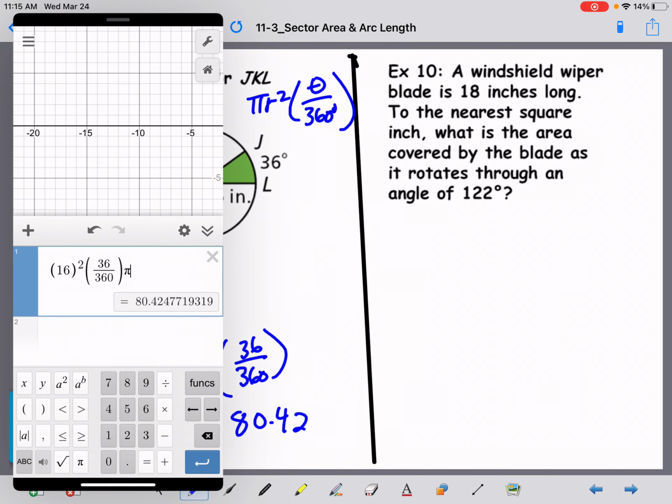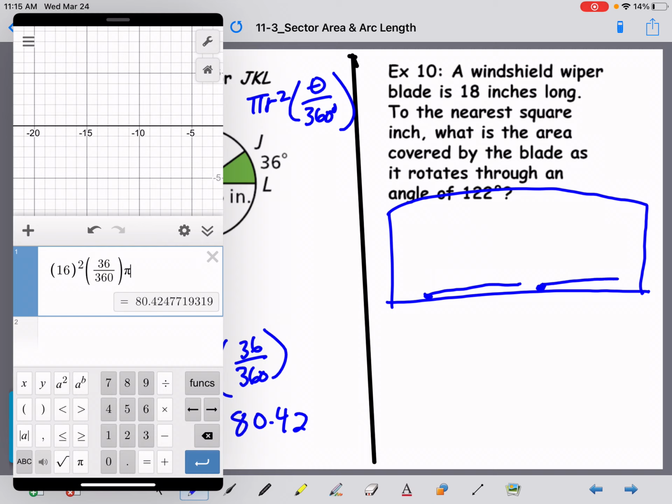All right, a windshield wiper blade is 18 inches long. So if you think about your windshield wiper, there's the dash of my car, and here's my windshield. And usually you'd have a windshield wiper going here, and then you'd have another one here. That blade is 18 inches long. And even though your windshield is kind of a square shape, that windshield wiper moves up this way, and then it gets up here at some point, and then it moves back down, and then it moves back up, and then it goes down. So it kind of travels in a circular path, even though your windshield most likely resembles a square or a rectangle.